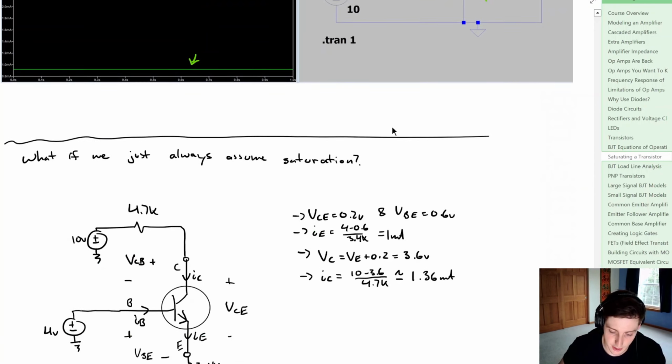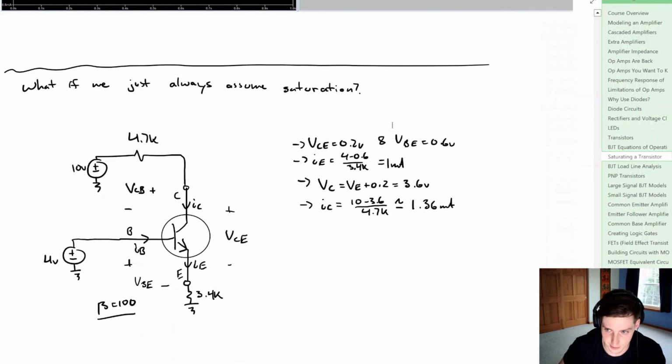So what happens if we just always assume saturation? How will that steer us in the wrong way? Well, let's consider the other circuit from the last video, which we found out was definitely in the active mode. It passed all the criteria, but let's say it's saturated. Now from that, we're going to say that VCE is equal to 0.2 volts. We know that VBE is going to be equal to 0.6 volts.